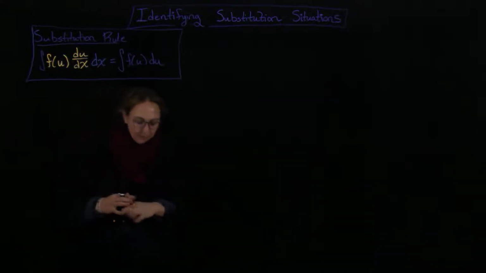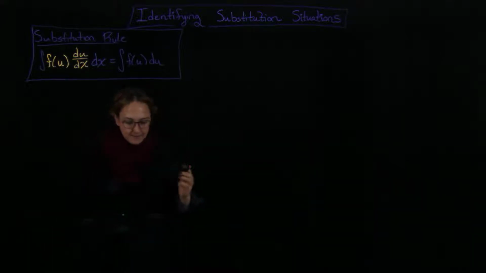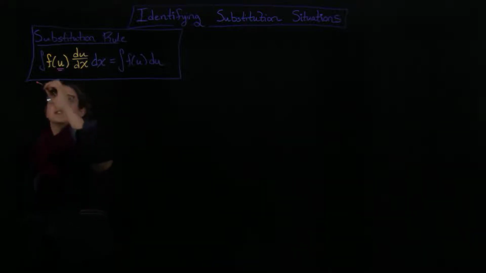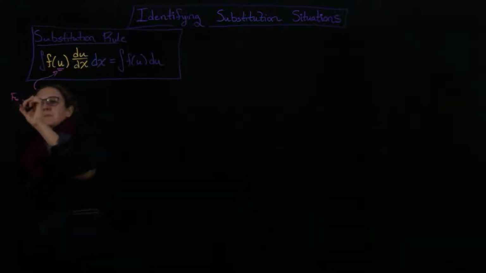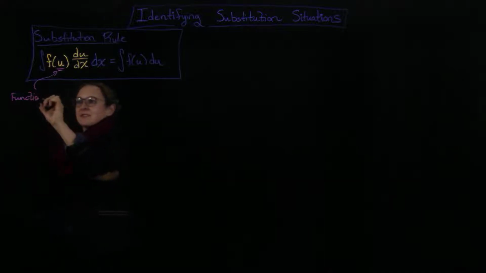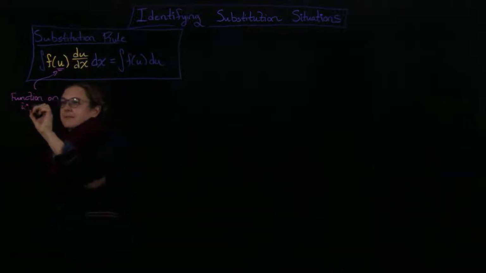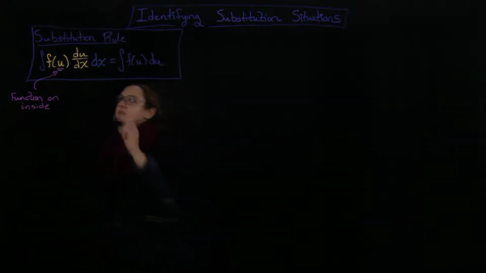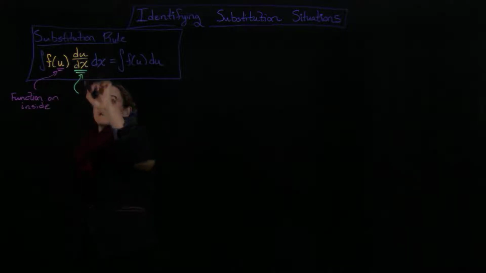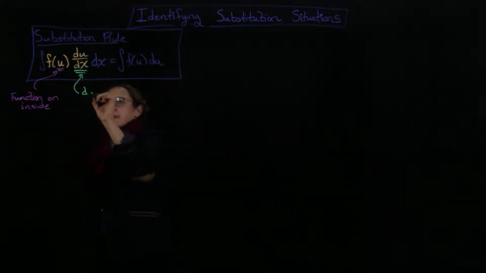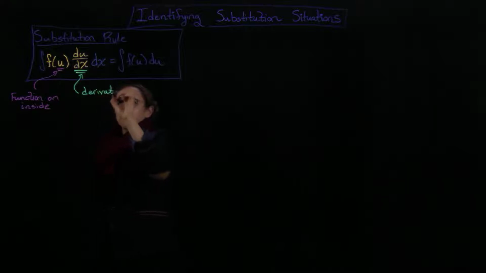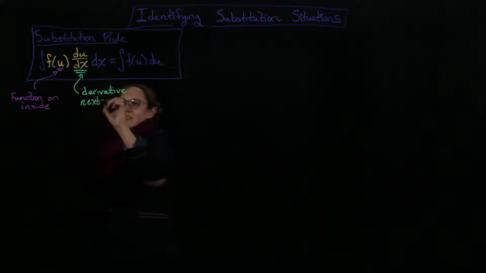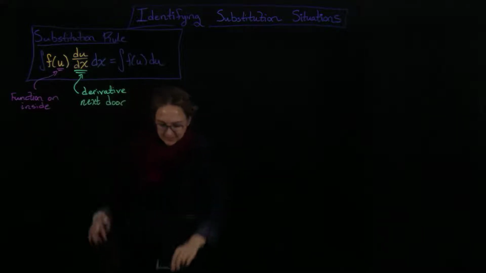So what I kind of described, and this is what you need to look for, is that this is the function on the inside, and then this is the derivative next door. So the derivative next door was how I was describing it, or I've always described it. Okay, so let's look at some examples, and I think then it'll make a little bit more sense.